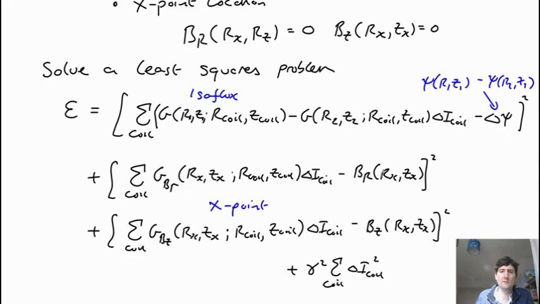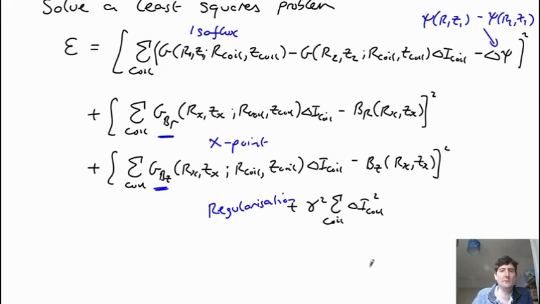And this first one here is setting the radial field BR to 0, and the second one is setting BZ to 0. These Green's functions here are the Green's functions for the radial magnetic field and vertical magnetic field, and I'll describe what they are very shortly. This last one here is the regularization, which is essentially minimizing the coil currents, or the change in the coil currents. We can change what this gamma is to make the coil currents smaller or larger, but mainly this is here to avoid making this an ill-constrained problem.